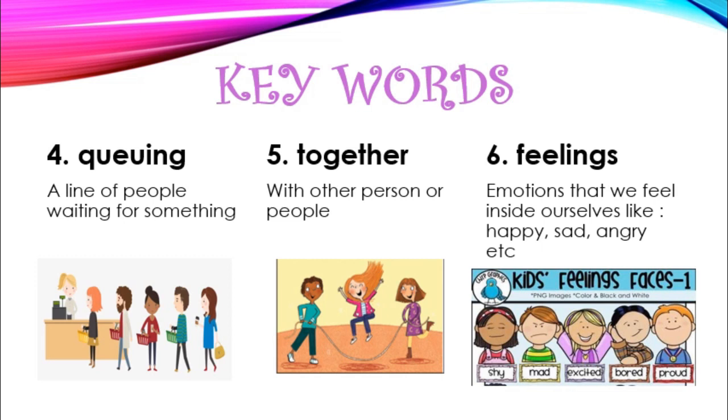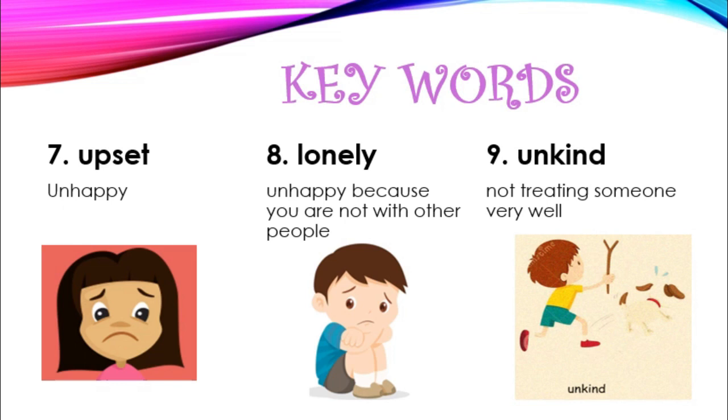The sixth word is feelings. Feelings means emotions that we feel inside ourselves, like happy, sad, excited, proud. The seventh keyword is upset. It means to be unhappy. Look at the girl. Maybe she has lost something. She is really upset. Eighth word is lonely. Lonely means unhappy because you are not with other people. There is no one who can play with you or whom you can talk with.